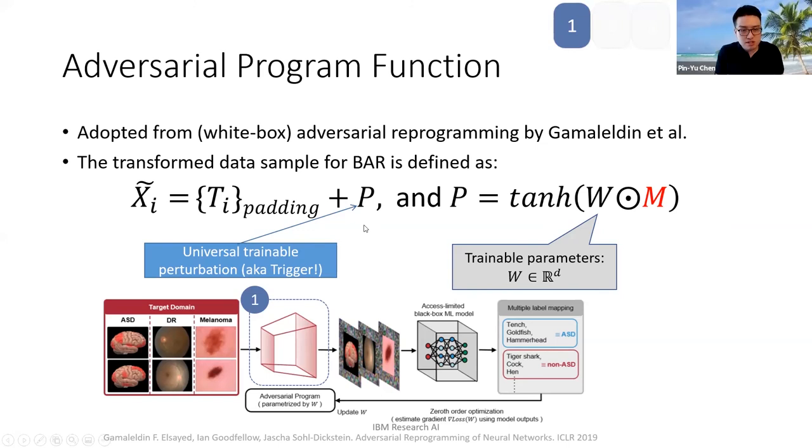So basically you can use this equation to describe what I did. This TI is basically the target domain data, right? Like this brain image, for example. So you basically center that brain image to here, and then you make all the other available pixels trainable parameters. Right. So your target.